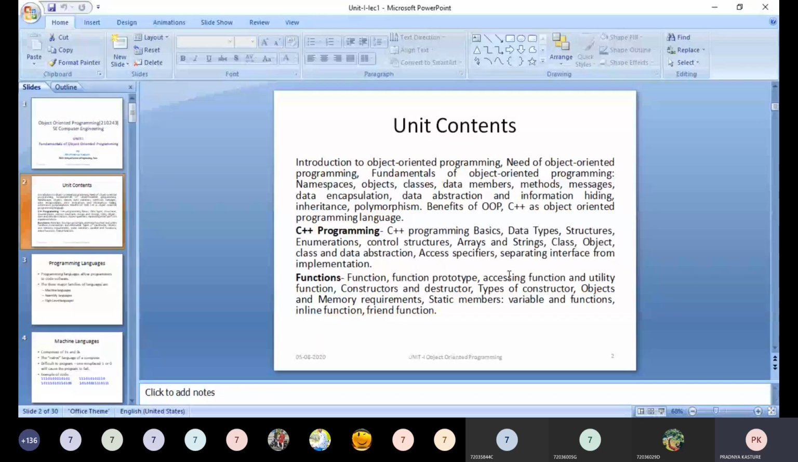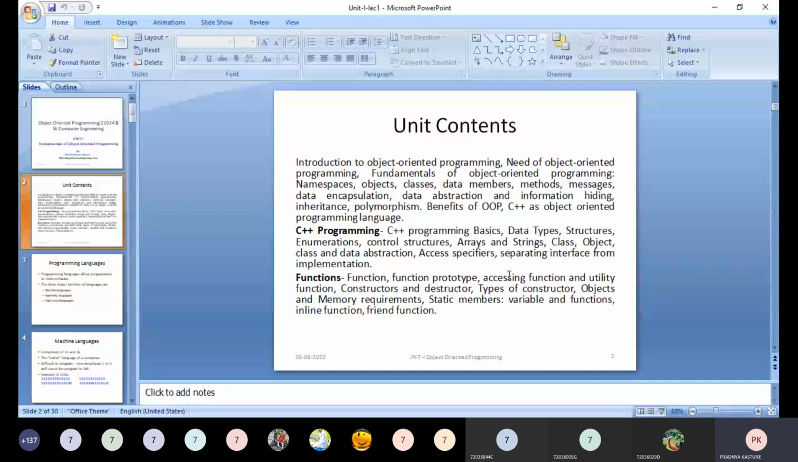Then C++ programming basics. We are going to see data types, structures, enumerations, control structures, arrays and strings, class, object, class and data abstraction, how to access specifiers, and separating interfaces from the implementation. This we are going to focus on in the second part, and the last part of this unit, functions.